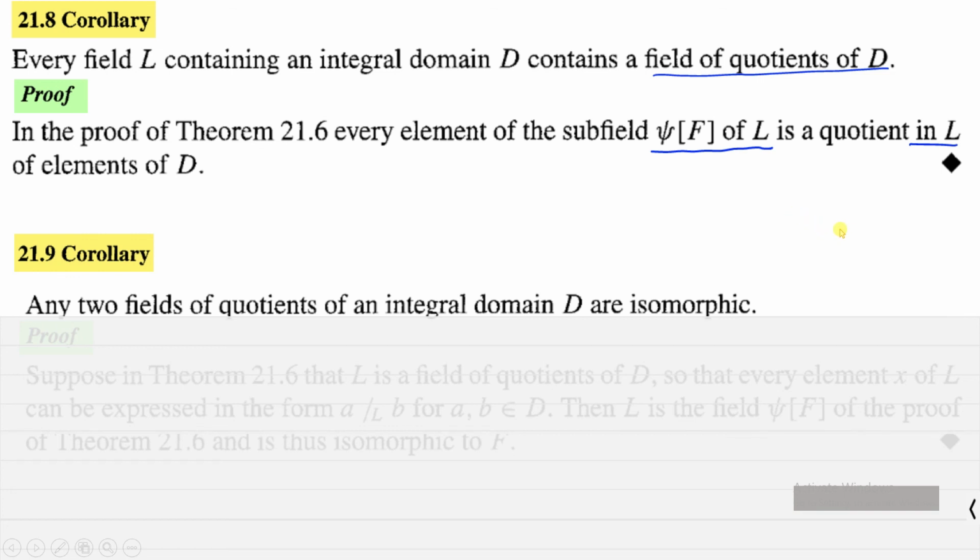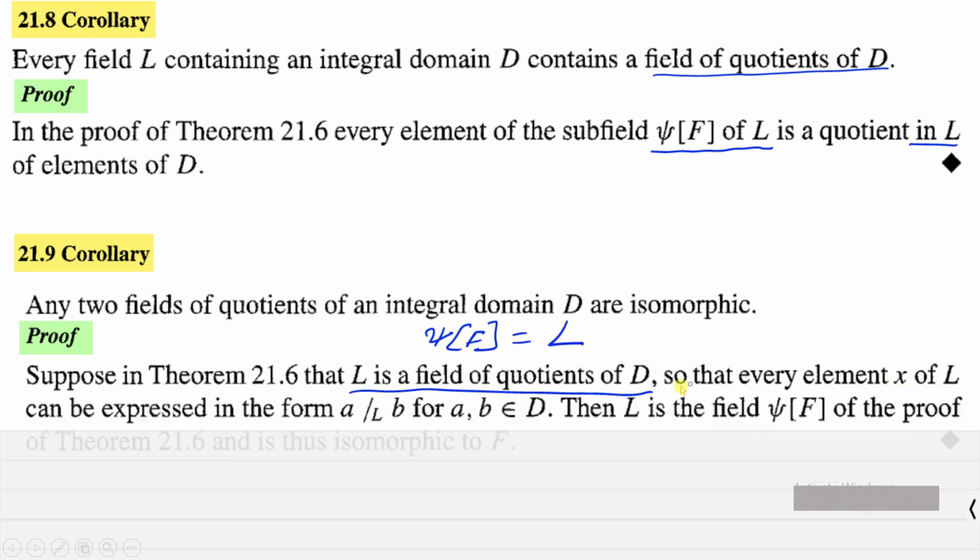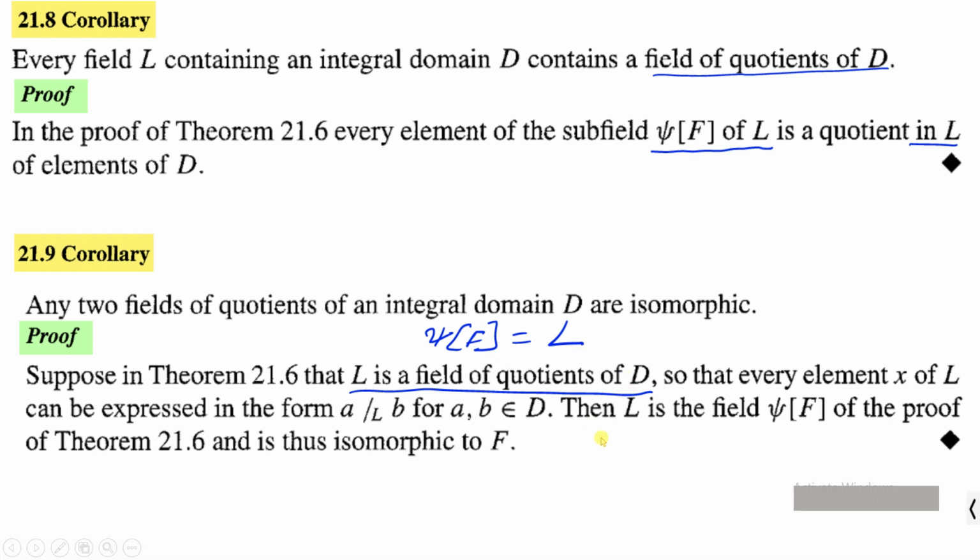Another thing that you can see is that any two fields of quotients of an integral domain capital D are isomorphic. That is also a corollary. And in the previous theorem, you can identify that this case appears when the map psi is onto. That is, when L is a field of quotients of capital D and every element is a quotient of two elements in capital D, then L becomes psi of capital F, and we have the corresponding proof.